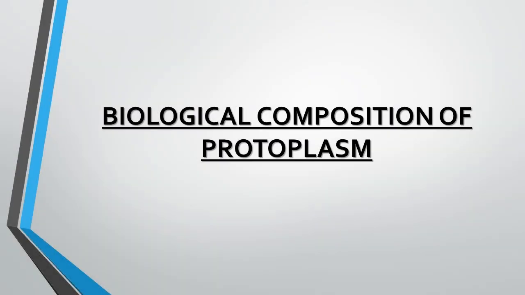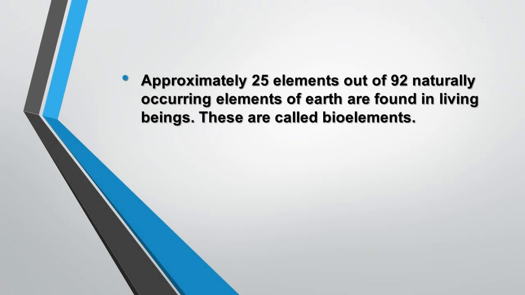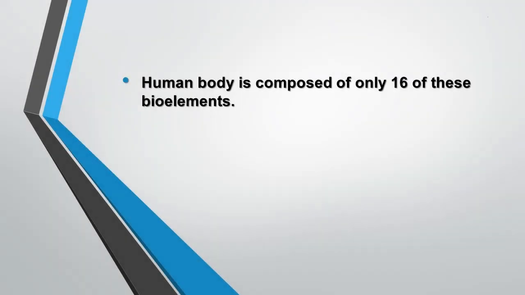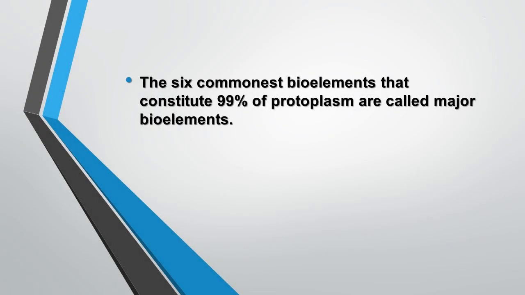Biological composition of protoplasm. Approximately 25 elements out of 92 naturally occurring elements of Earth are found in living beings. These are called bioelements. The human body is composed of only 16 of these bioelements. The 6 commonest bioelements that constitute 99% of protoplasm are called major bioelements.